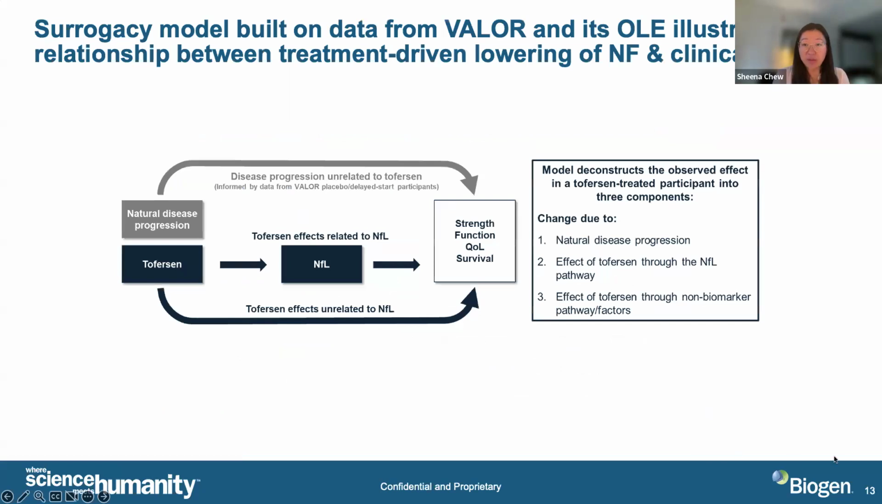And I won't go into specifics here, but there was a surrogacy model that was developed. It was to interrogate the relationship between neurofilament lowering early and then clinical outcomes over time. And this surrogacy model was instrumental in the FDA supporting that neurofilament was a biomarker that was reasonably likely to predict clinical benefit in SOD1 ALS.